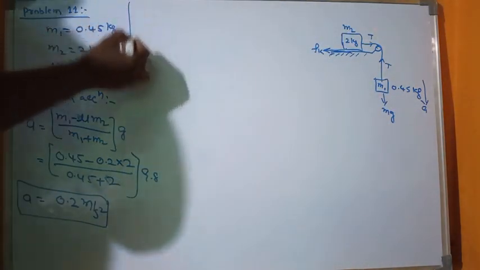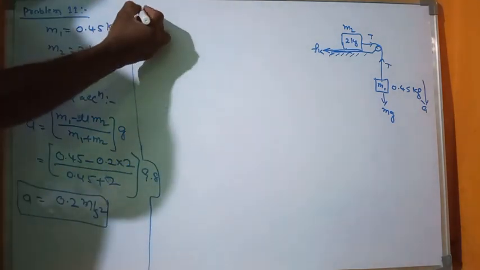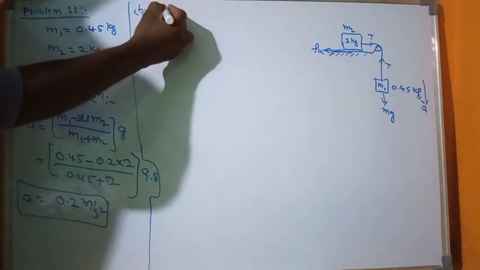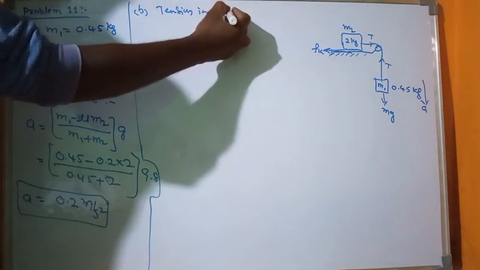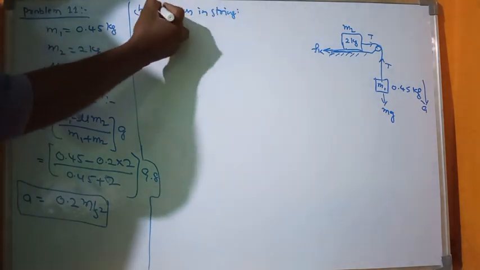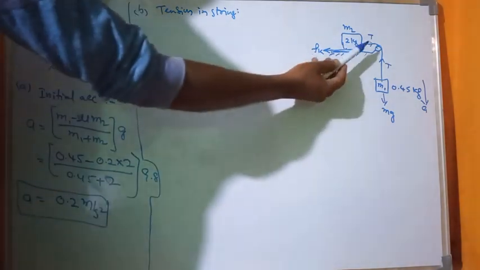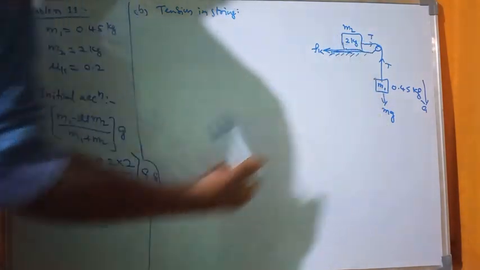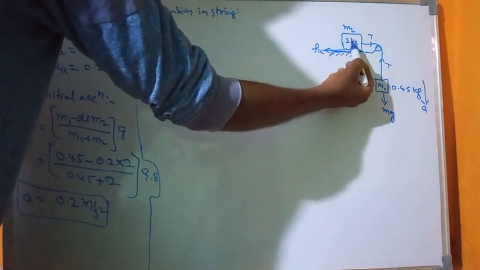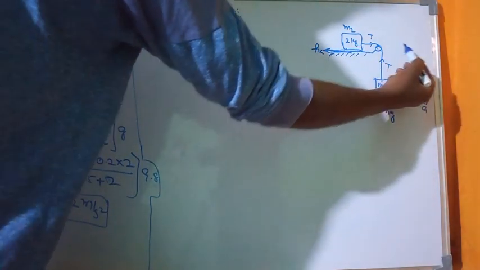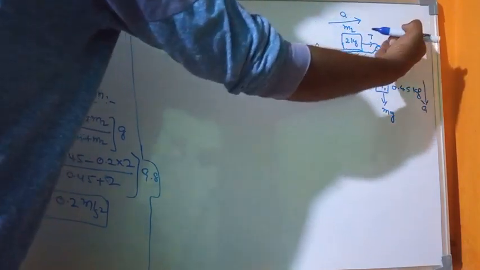Then question B is the tension in the string. Tension means we have to now find out this tension force. This block is subjected to a horizontal force. We are applying a force in this direction, so it is moving. This block is moving in this direction.